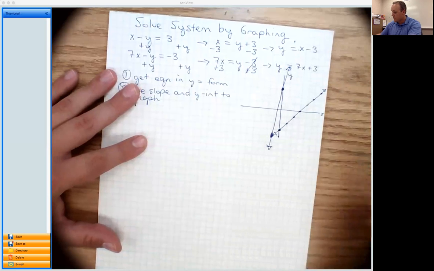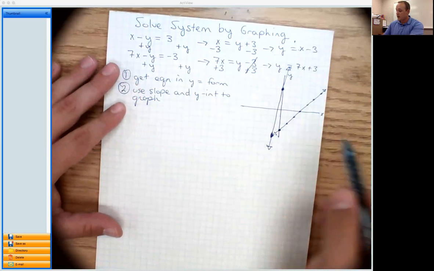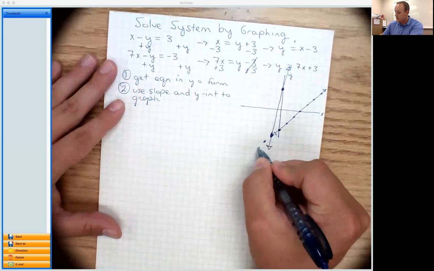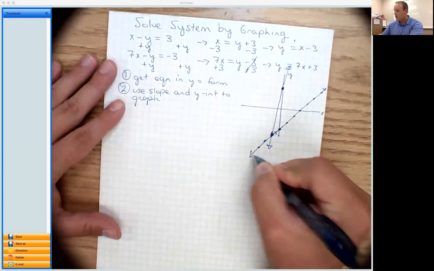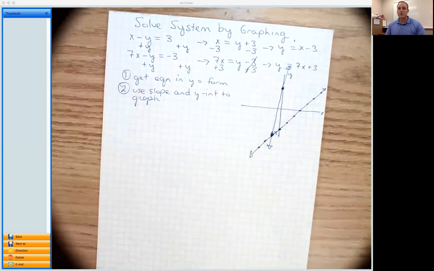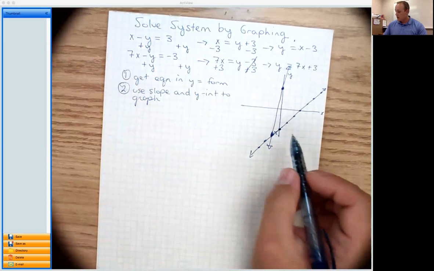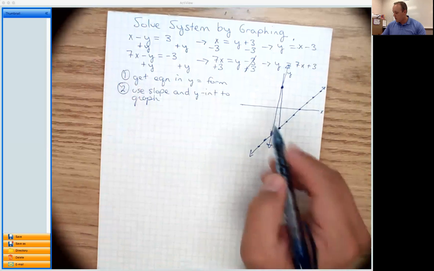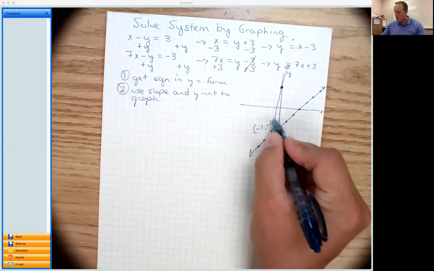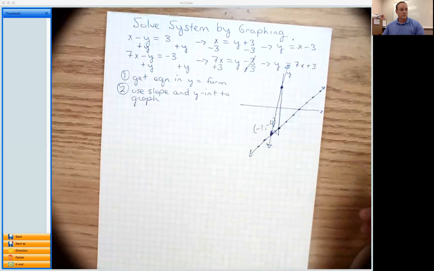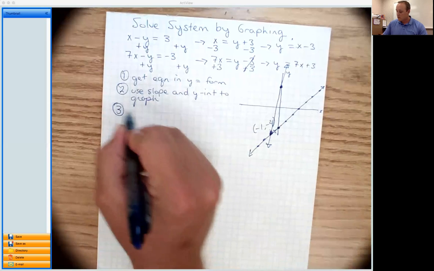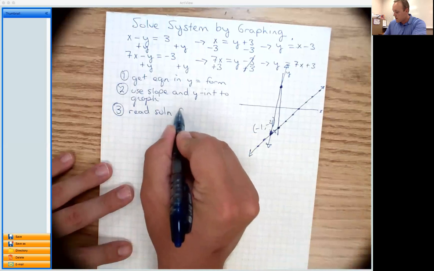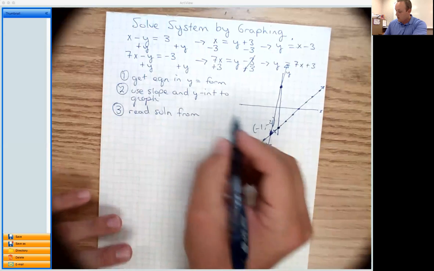Solving by graphing? All of a sudden I notice, hey, I didn't go far enough on this line, so I have to complete that line going backwards. And I have a solution where they intersect. So my solution right here is -1, -4. Read your solution from your graph.